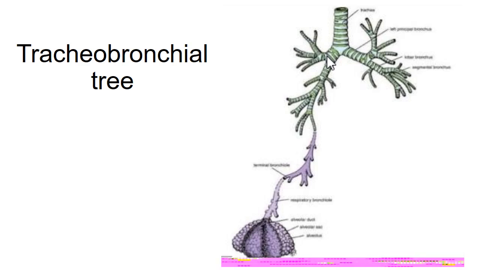Each lobar bronchus then further divides into the tertiary or segmental bronchi. These are the segmental bronchi, as you can see in this image. These segmental bronchi supply the bronchopulmonary segments, which are 10 on the right side and 10 on the left side. These segmental bronchi, as you can see here, divide repeatedly to form very small branches called terminal bronchioles. These are the terminal bronchioles.